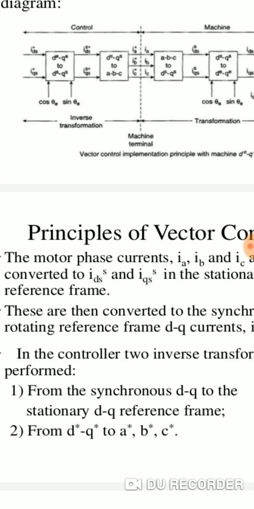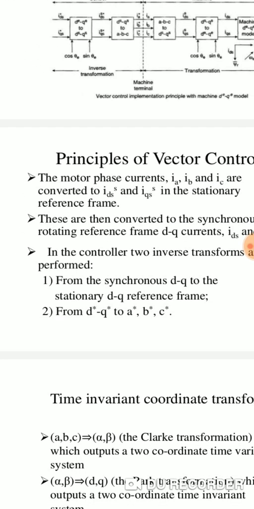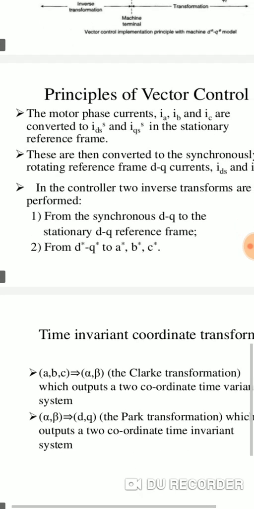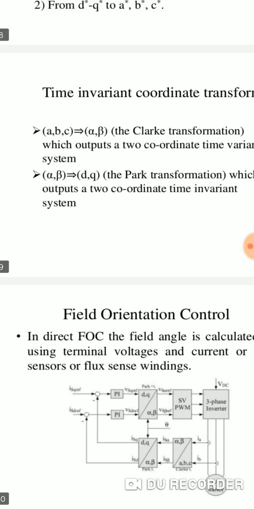So as a whole, the principle of the vector control is that the three phase will be converted into the two phase, and then that two phase component will be the D axis and the Q axis. For that we are using the transformations, the Clark transformation and the Park transformation. Actually the Clark transformation is used to convert three phase to two phase, whereas the Park transformation is used to convert two phase to three phase quantities. So these are all the general idea about the vector control.